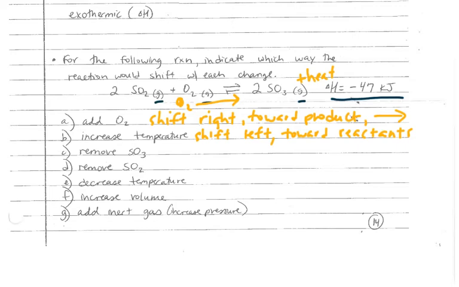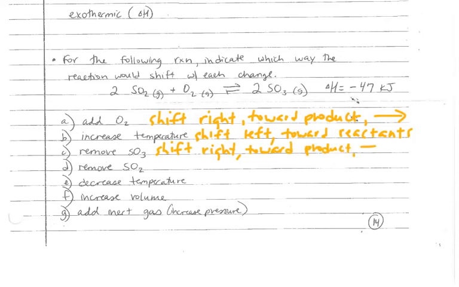Remove SO3. SO3 is a product. If we remove the product, then we basically need to replace what we removed. If we remove something, then we are going to need to replace it. So if you remove a substance, then you're going to shift it toward that substance. So that's going to shift the reaction right toward the product. Or like this. I'm going to start using arrows now for my answers.